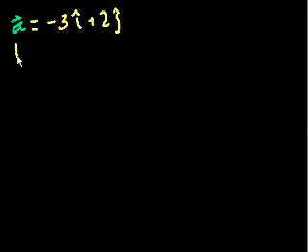And then I have vector B, and that is equal to, let's say, 2 times the unit vector i plus, let me say, 4 times the unit vector j.